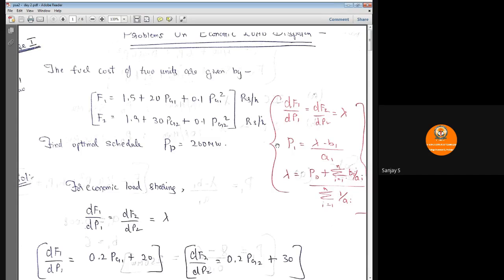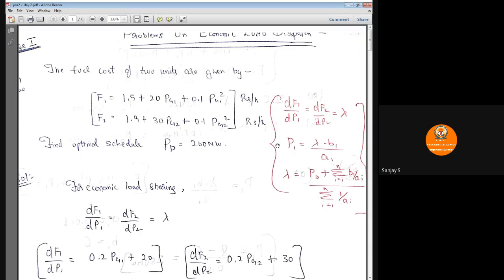F1 is given by 1.5 plus 20 Pg1 plus 0.1 Pg1 square rupees per hour. F2 equal to 1.9 plus 30 Pg2 plus 0.1 Pg2 square rupees per hour. Then you have to find the optimum schedule, with PD equal to 200 megawatt. So in this particular problem, they have given the fuel cost equations for both the power plants, and the total load demand, which is 200 megawatt. You are supposed to find the optimal schedule.